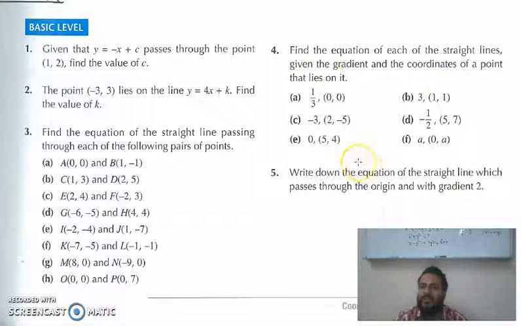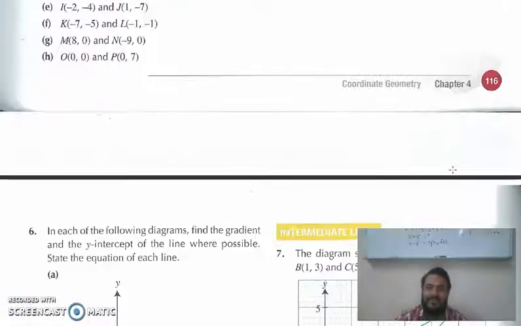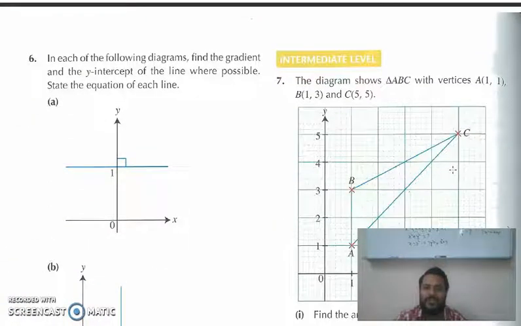Find the equation of each of the straight lines given the gradient and the coordinates of a point that lies on the line. So gradient and point, right? y is equal to mx plus c, the same one. Write down the equation of the straight line which passes through the origin, meaning 0, 0, with gradient 2. So m is equal to 2. Think over it.